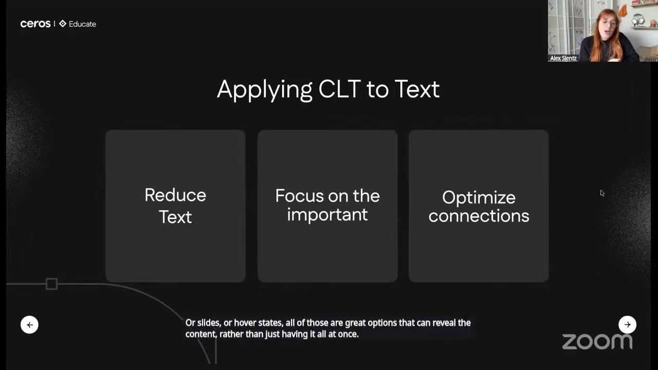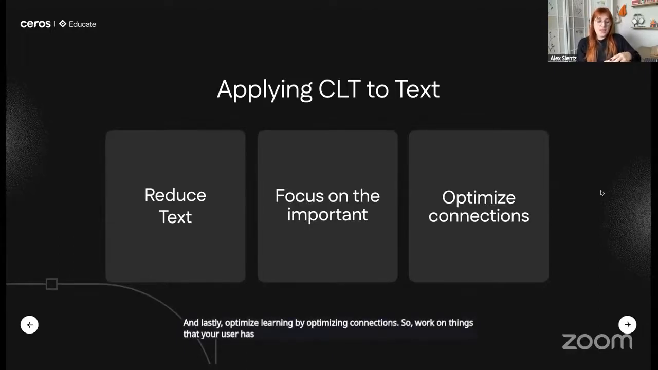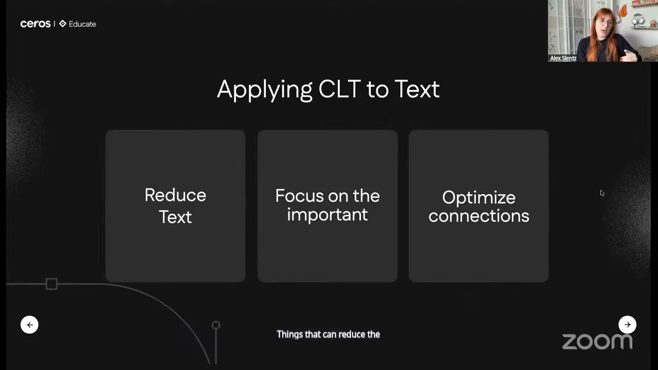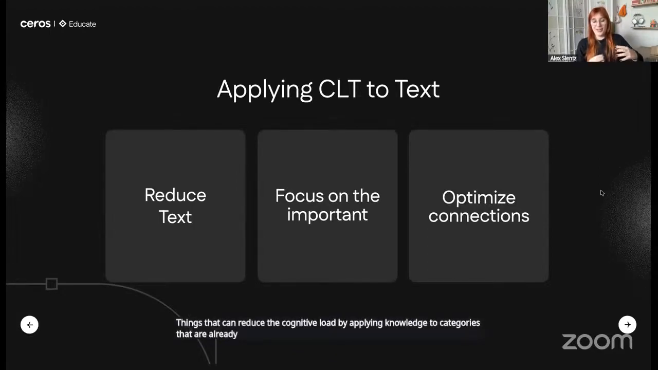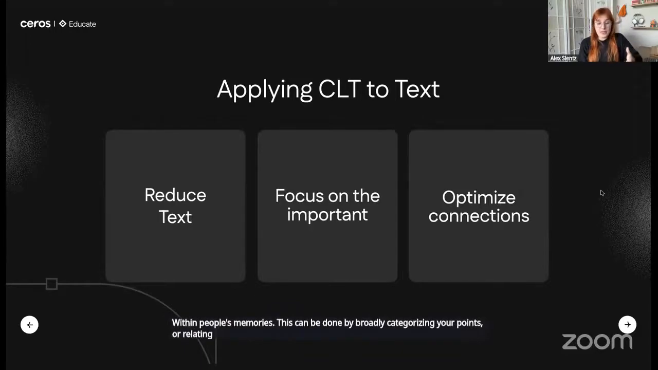And lastly, optimize learning by optimizing connections. So work on things that your user has already retained, things that can reduce the cognitive load by applying knowledge to categories that are already existing within people's memories. This can be done by broadly categorizing your points or relating them to specific categories that you've already talked about.